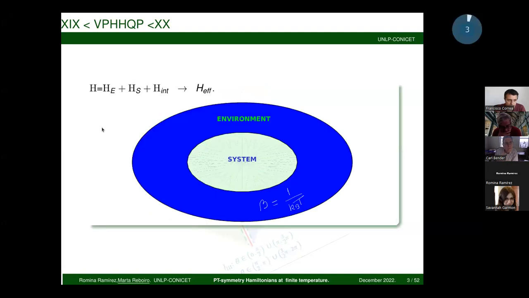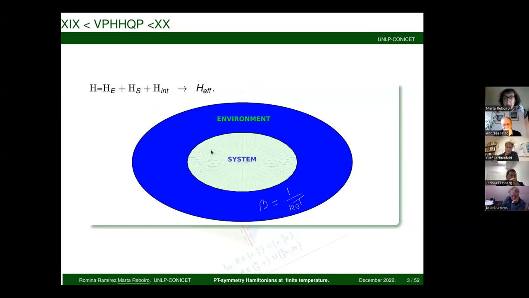Well, the problem we want to solve is this. We have a system in an environment, but now the environment is at finite temperature T. So we propose to look at what happens to the system through an effective non-Hermitian Hamiltonian, but now at finite temperature, where the initial condition is that the system is in equilibrium.